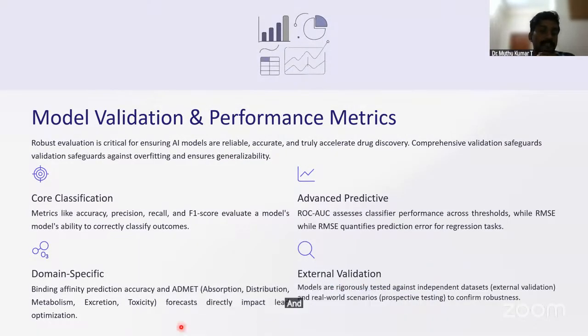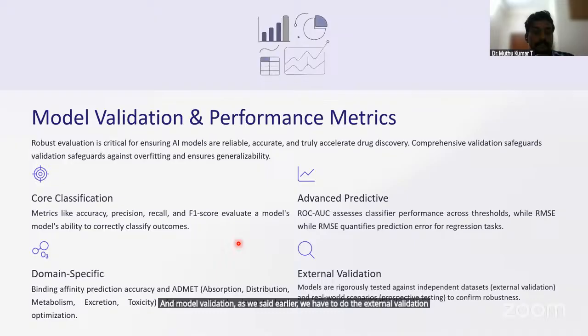And model validation, as I said earlier, we have to do the external validation and internal cross validation. That also can be done. In a classification based model, we have several parameters to measure the model accuracy. One is accuracy, then precision, recall, F1 score, ROC or AUC. These are the several metrics used to measure the model performance. When we talk about regression based models, we can look at the R square value or RMSE, root mean square error value. These are the metrics used in regression based models.